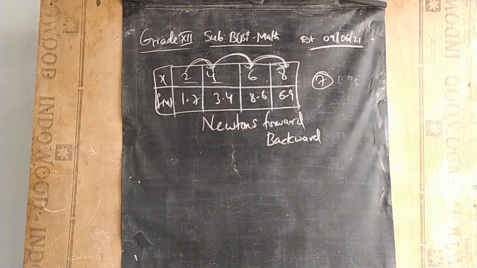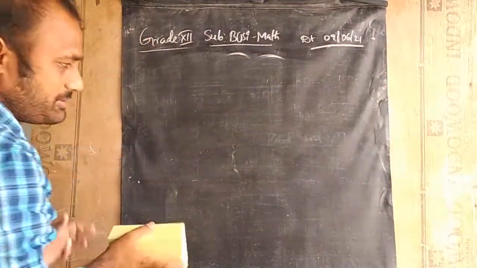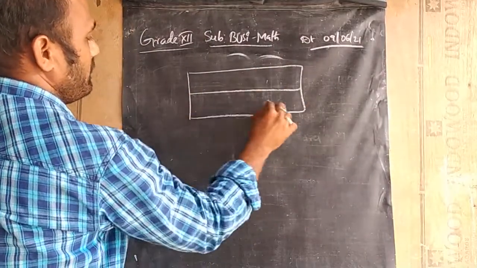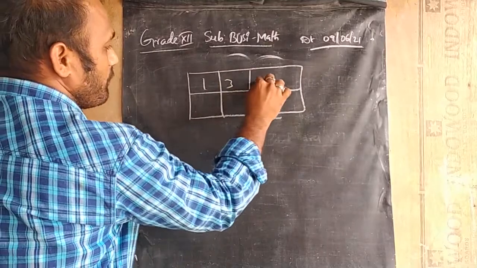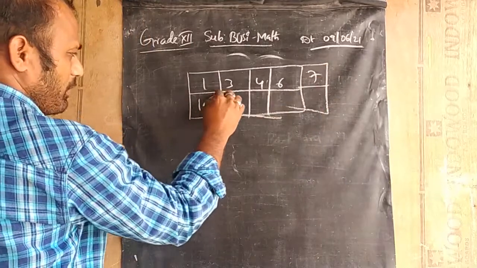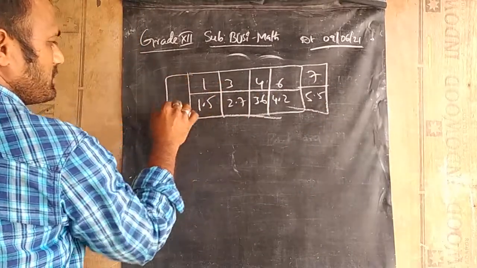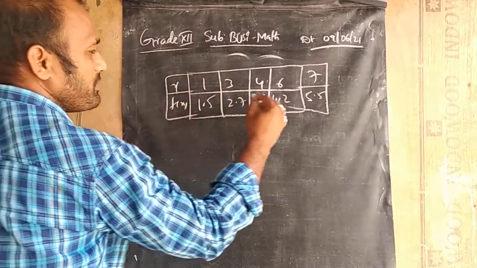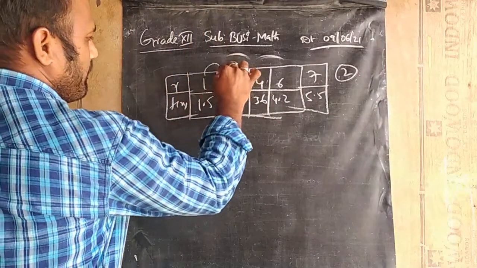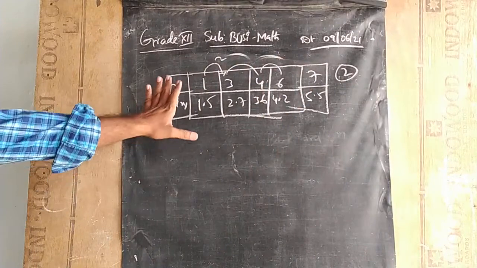There is one situation in which we can suppose the data is like this. If the data is x values 1, 3, 4, 6, 7 and f of x values 1.5, 2.7, 3.6, 4.2, 5.5, and he is asking to find the interpolation at 2. If you observe here, the gap is 2, here the gap is 1. So the gap is discontinuous here. It's not at all continuous and it's not perfect.